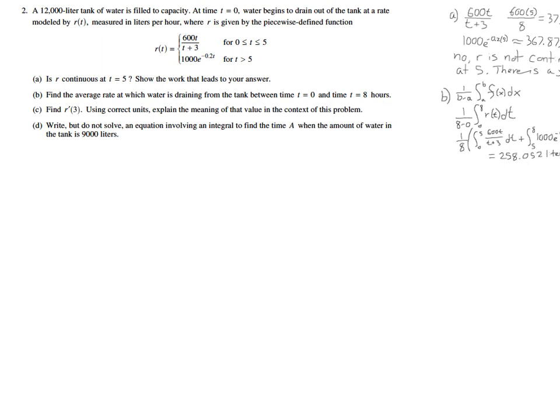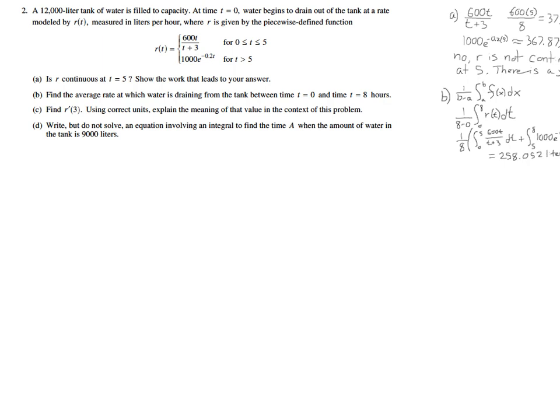Now C says find r prime of 3, and then using correct units, explain the meaning of that value in the context of this problem. So since I'm looking for r prime of 3, I know that I only have to worry about the first of the pieces because 3 is between 0 and 5. It's not greater than 5, so I'm only worried about the 600t over t plus 3. So I'm just going to take the derivative of that first part.